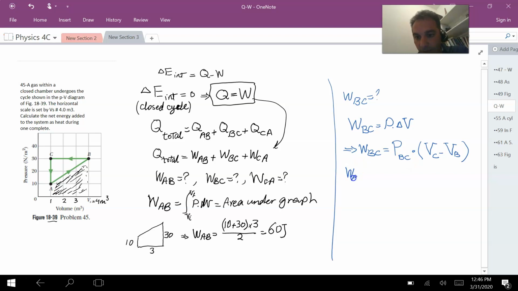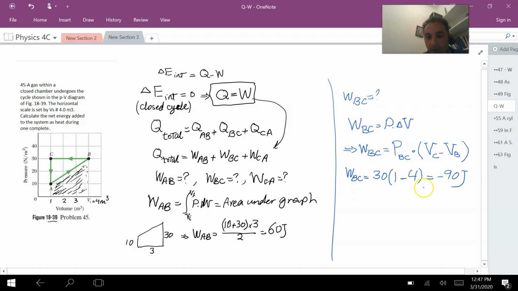So work done in the path of BC will be pressure. How much is pressure in BC? It's constant. It's 30. What is VC? It's 1. Yes. What is VB? It's 4. So the answer will be minus 90 joules. So in the path of BC, work done on the system is negative.